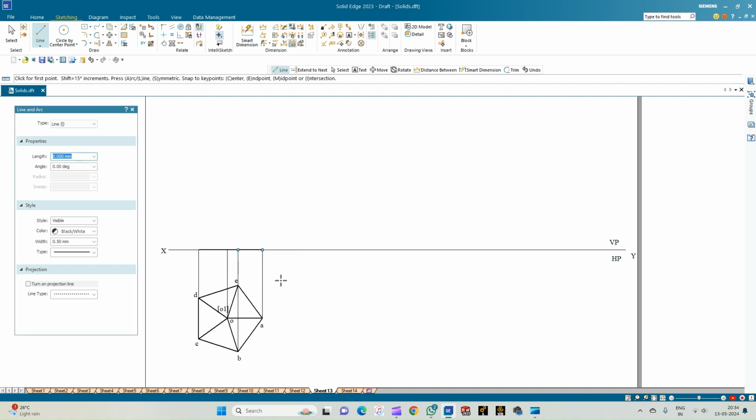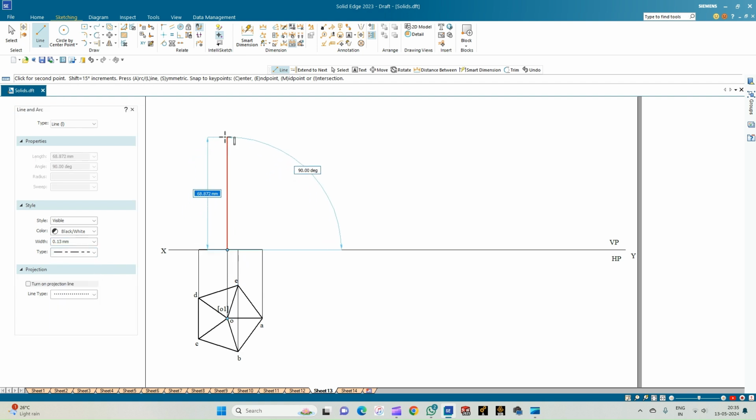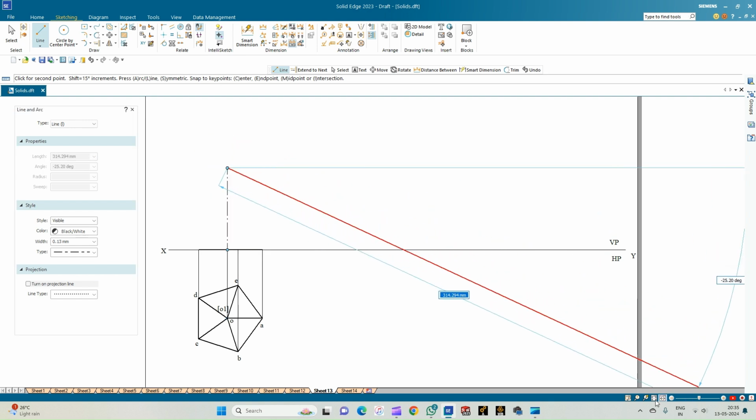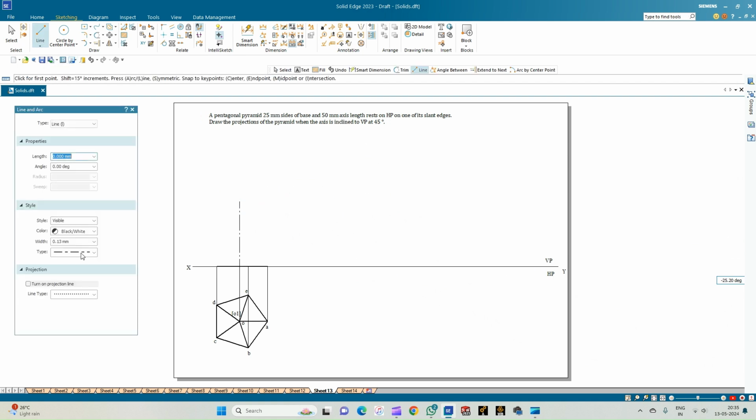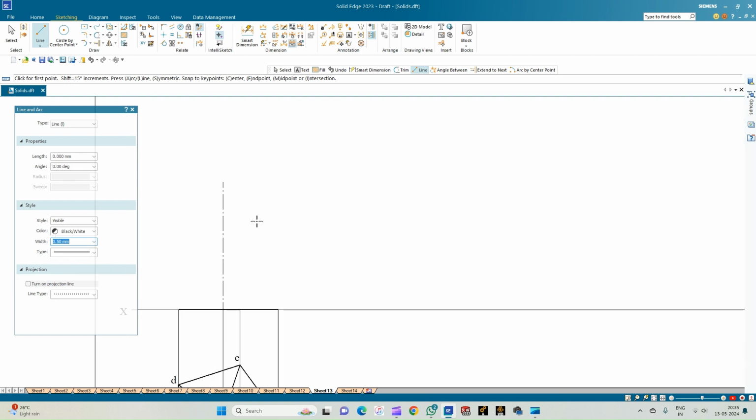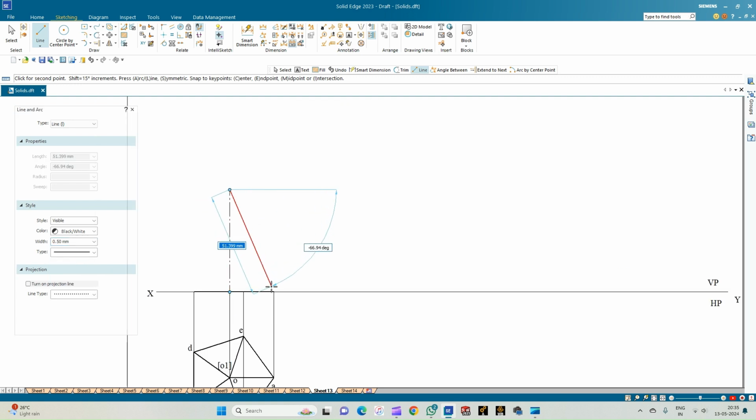This completes the base of the pyramid, and from the axis point, we shall select a line of thickness 0.13 mm and then a chain line and draw the axis which is equal to 50 mm as per the problem statement. So from the apex, join the end point of each of the projections to get the slant triangular faces.